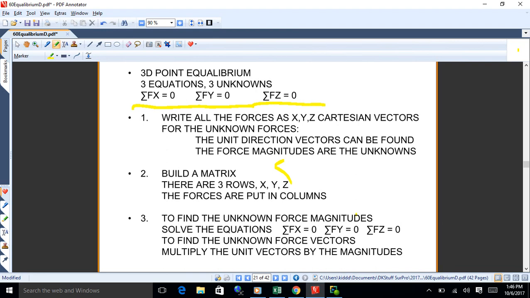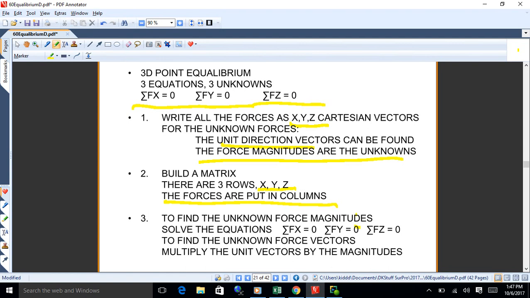So I'm going to do this in a very regimented sort of way. I'm going to write out all the forces as x, y, z Cartesian vectors, even the unknown forces. I'll find the unit direction vector for unknown forces, and then run the force magnitudes as unknowns through the unit vectors. Then I'll build a matrix: the rows are X, Y, and Z directions, the forces are put in columns, and then I go ahead and solve out the matrix. That's all on page 248, that list of instructions, but that's how I approach a 3D problem in a series of steps like that, okay?